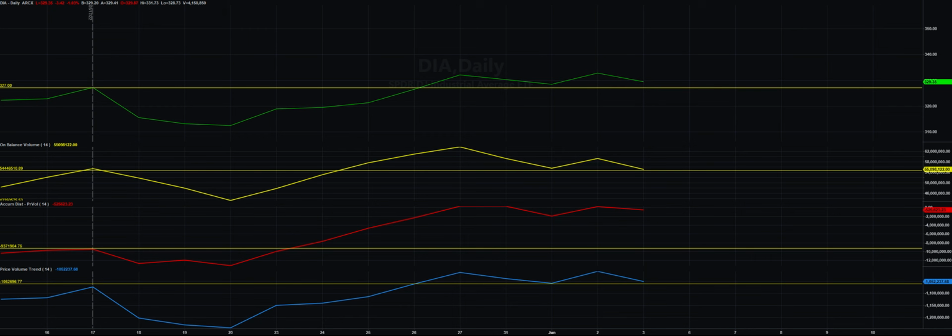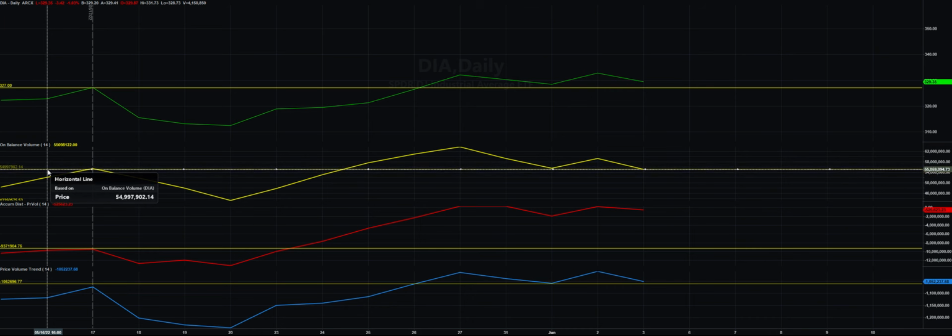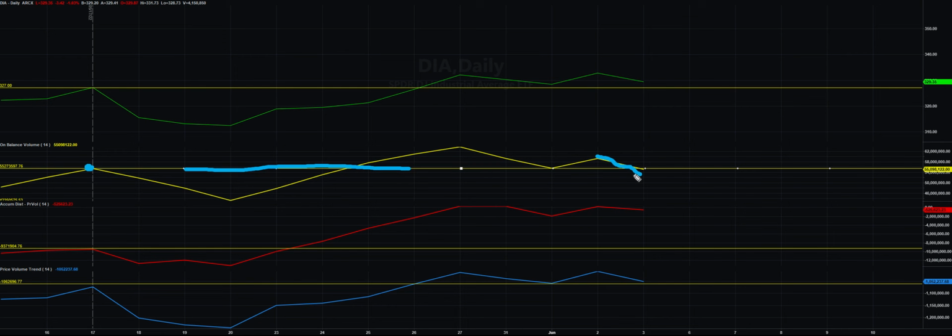The prior high on the on balance volume for the DIA. If we move this horizontal line up to the prior high on the on balance volume, we're seeing something we don't want to see. The on balance volume is breaking back below its prior high. Here's the horizontal line going across the prior high, and as you can see right here, the on balance volume line is just breaking back below its prior high.